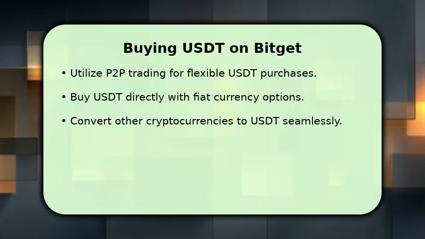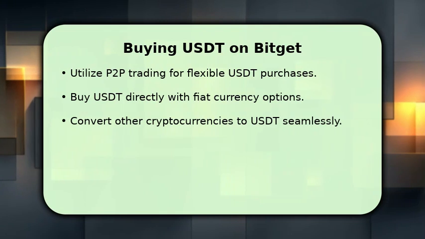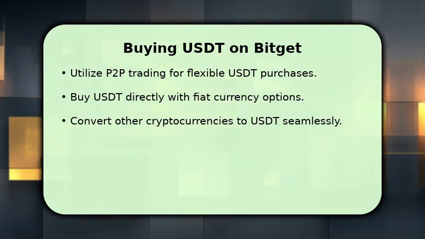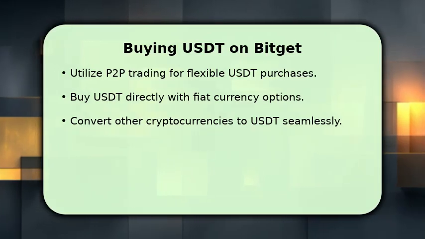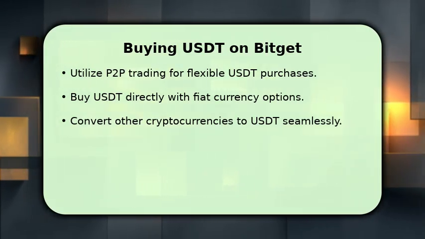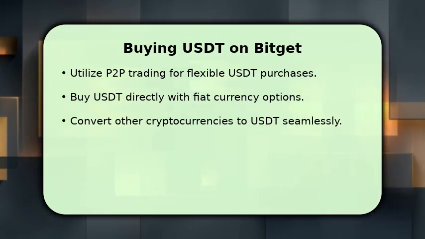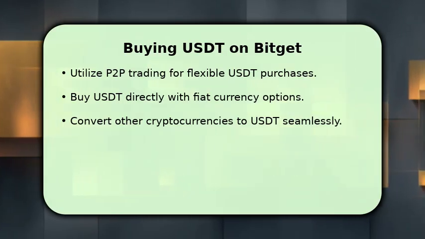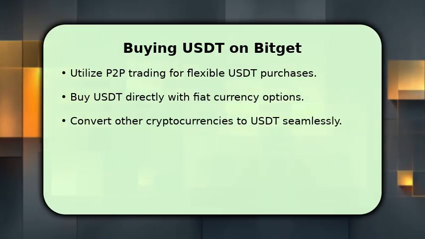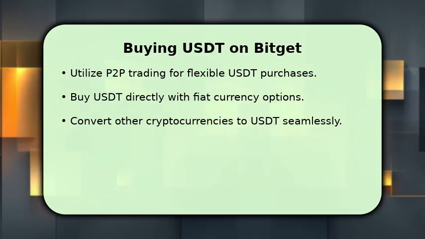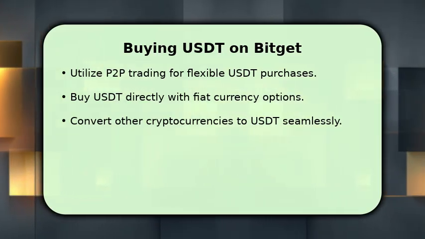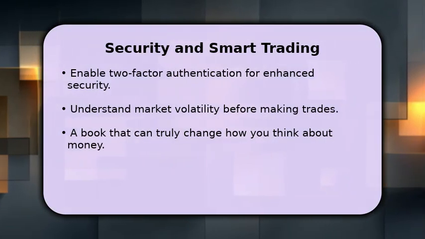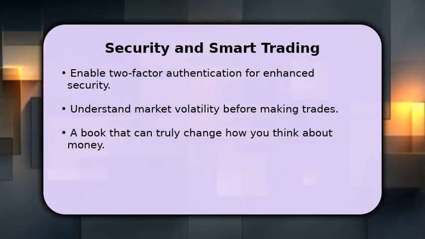With funds in your account, you're ready to buy USDT. One popular method is P2P trading, allowing you to buy USDT from other users with various local payment options. You can also purchase USDT directly using fiat currency through options like credit/debit cards or bank deposits. For those with other digital assets, Bitget offers a convenient convert feature to swap other cryptocurrencies to USDT with zero fees.